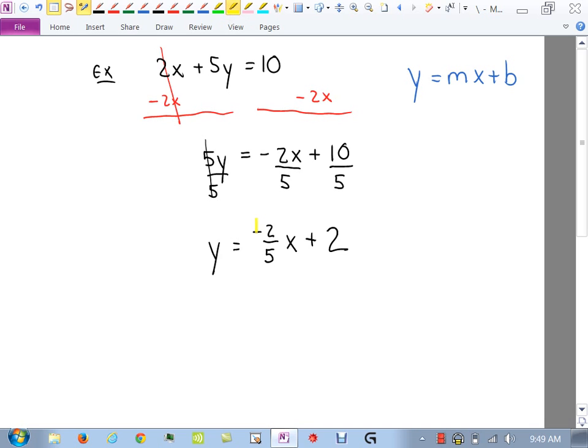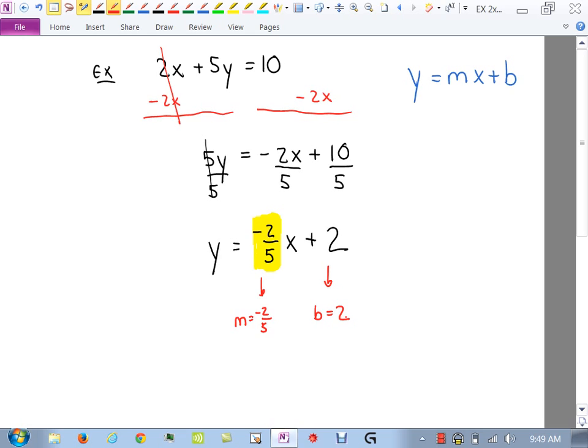Y'all notice how I did the negative 2 over 5? See how I put it out in front of the x? Okay. You could put the x up on top with the 2, but it means the same thing as putting the x to the side. So does this now match that formula in the top right? Yes, right? If we do it this way, then m is negative 2/5, and b is 2, right? B is the number there.